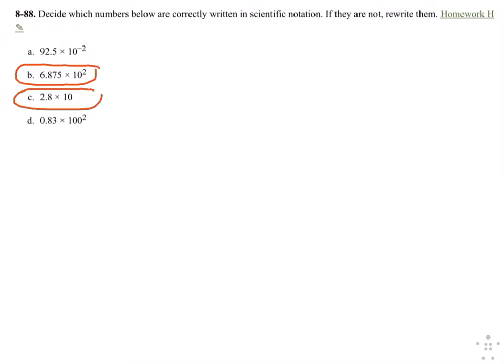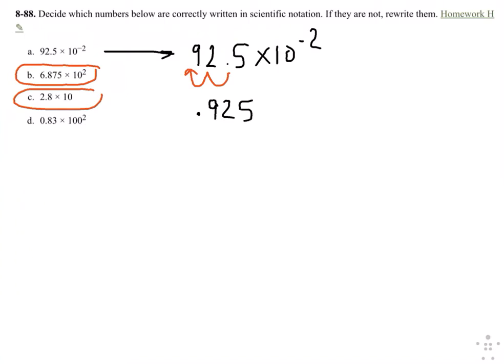So now let's see what the first one should be. So 92.5 times 10 to the negative 2, right? That means we have to move the decimal 2 places to the left because it's negative: 1, 2. So this number is really 0.925. Now to put that in scientific notation, I need to put the decimal point in that number where it would make the value between 1 and 10.